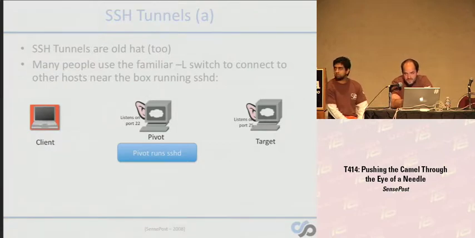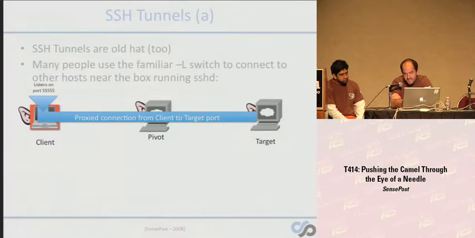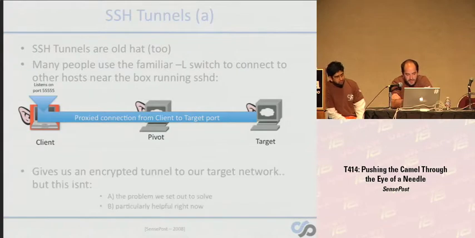So if the client has credentials for the SSH server, the client can log in with the -L flag. He sets up a local listener on the client, and once the SSH connection is made, the pivot makes a socket connection on the other side, and SSH will carry your traffic from the client all the way through to the target quite nicely. So it gives you an encrypted tunnel onto your target network, but is not particularly useful. And the reason for that is it requires that the pivot machine runs a secure shell daemon that you also have credentials for. So that can raise a number of barriers.